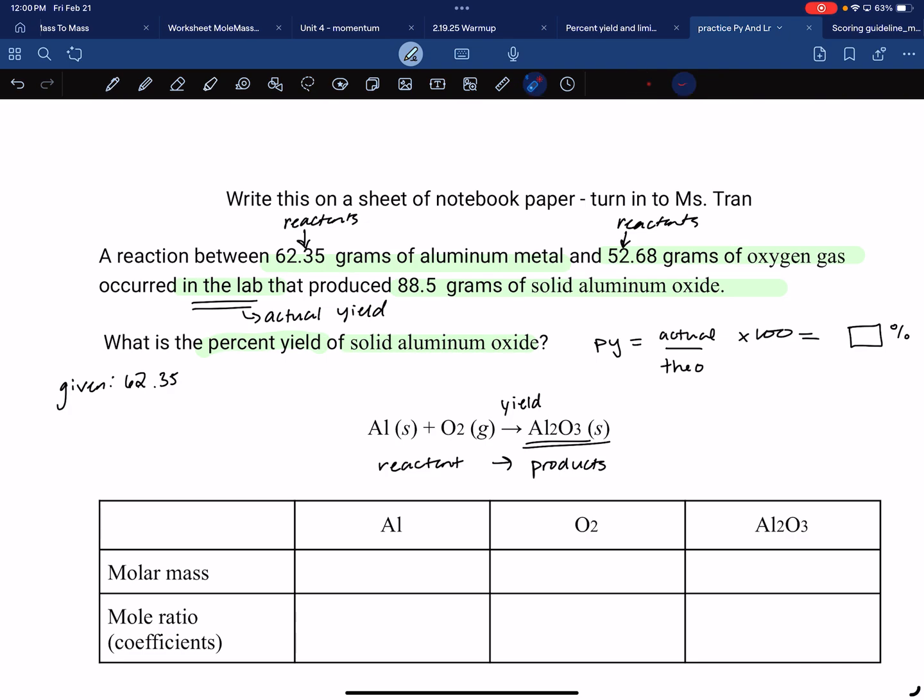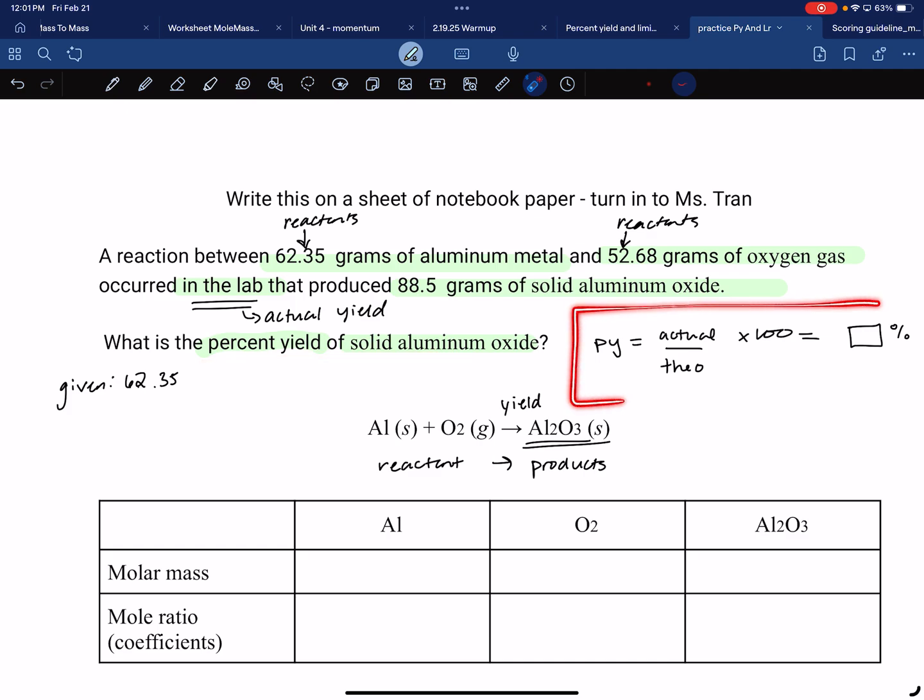We have come to the conclusion that in the lab, a reaction between 62.35 grams of aluminum metal and 52.68 grams of oxygen gas occurred, that produced 88.5 grams of solid aluminum oxide. 88.5 is going to be considered your actual yield because this is in the lab, which means your reactants are going to be your given. The question is, what is the percent yield of solid aluminum oxide?